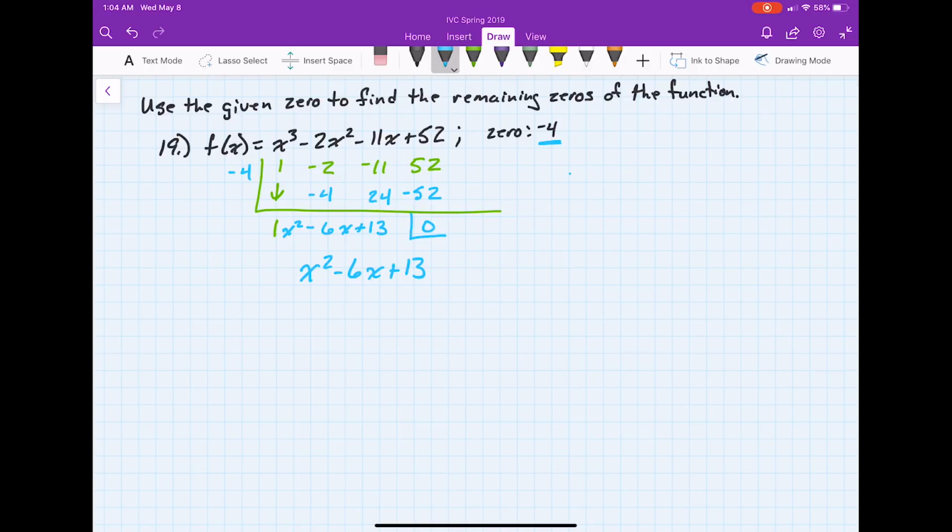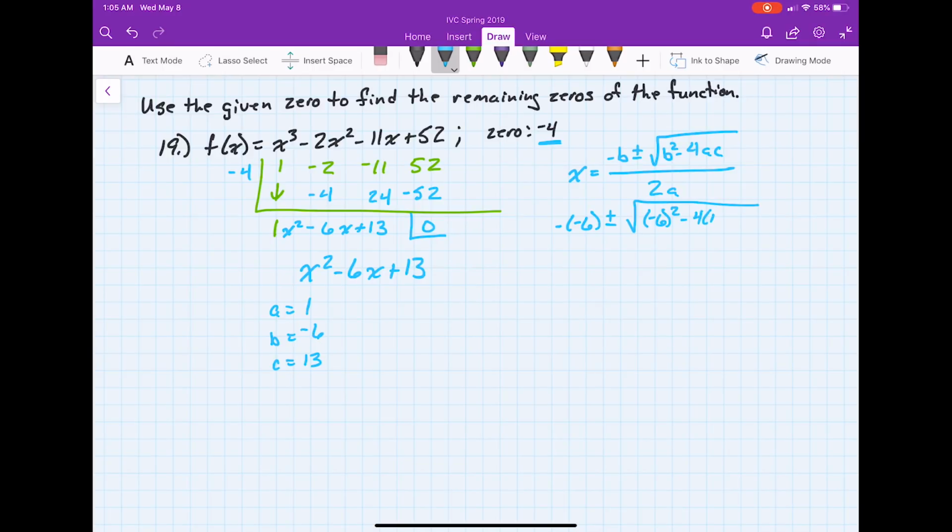because there are no other zeros. I already know. And this isn't factorable. So remember our quadratic equation here that I'm rewriting here. So our A is 1, our B is -6, and our C is 13. So I just substitute all this into my quadratic equation so I can get the rest of my zeros. So -6 squared minus 4 times 1 times 13 all over 2 times 1.